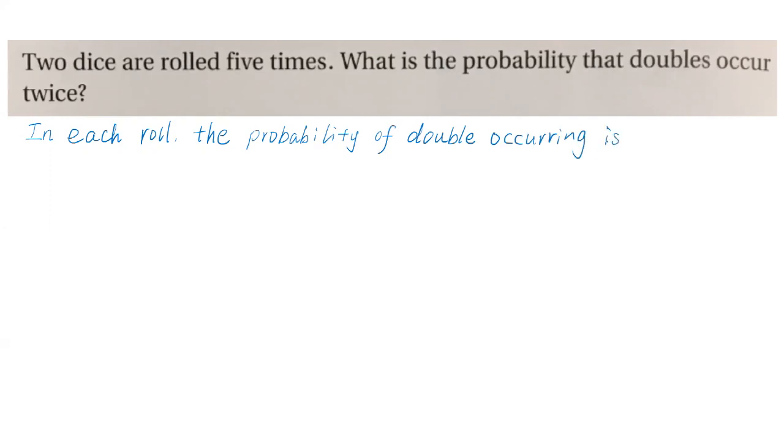is, you can have 2 1s, 2 2s, 2 3s, 2 4s, or 2 5s, right? So 6 sample points in this event. The total number of sample points in the sample space is 36. So the probability is 1/6. That means in each roll, the probability of a double occurring is 1/6, right?